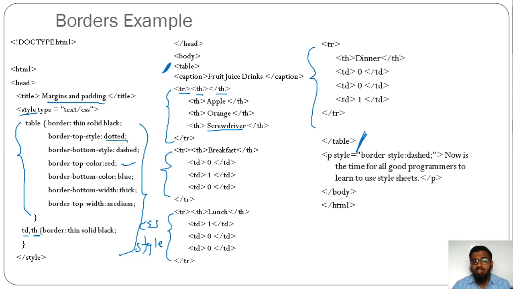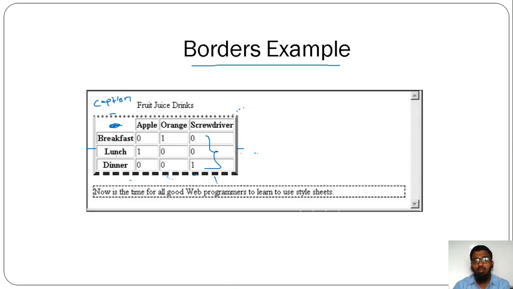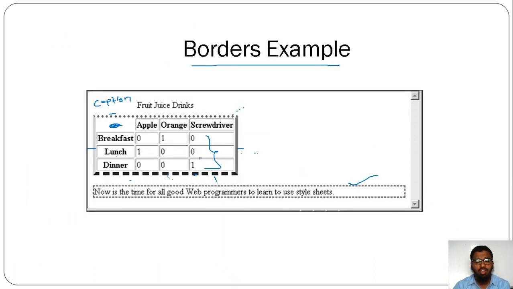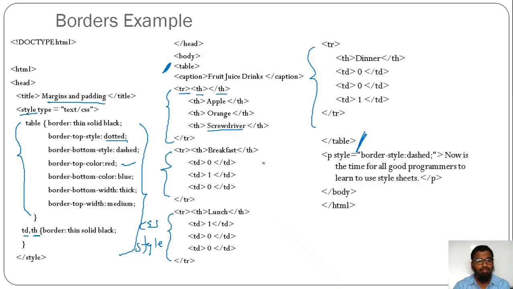Now is the time for all good programmers to learn to use style sheets. If you are a good programmer, then you have to learn style sheets to decorate the website. So a box is created for that paragraph, with a border style. This is the code to display this much content, and it is very easy. When we go for the practical, it will be easy for you to see how to get the data from the CSS. So this is a simple thing.